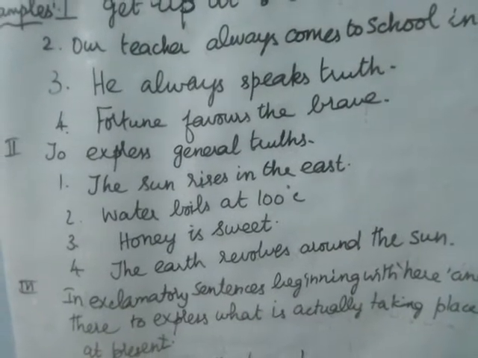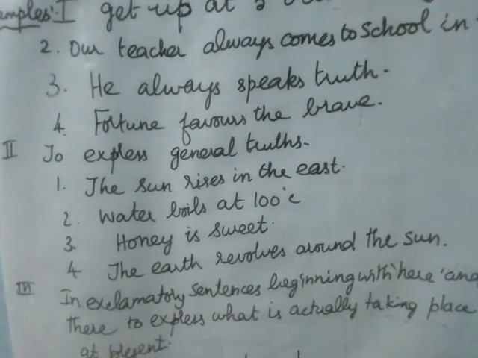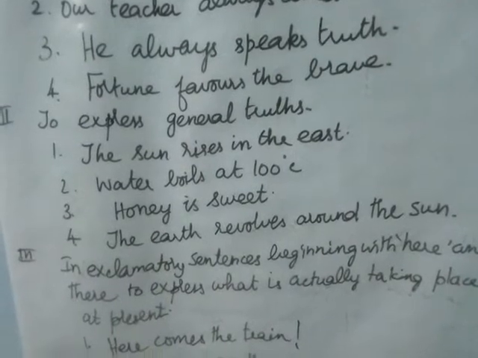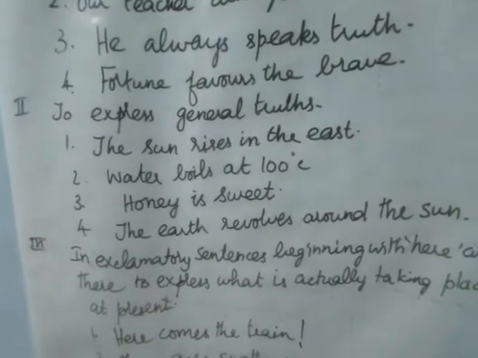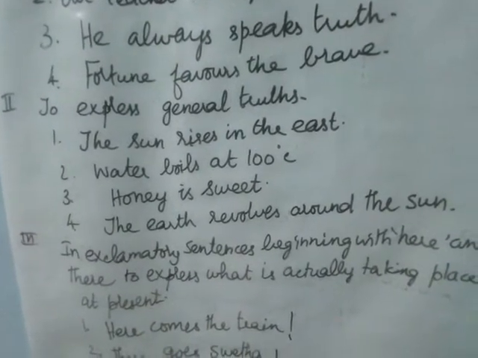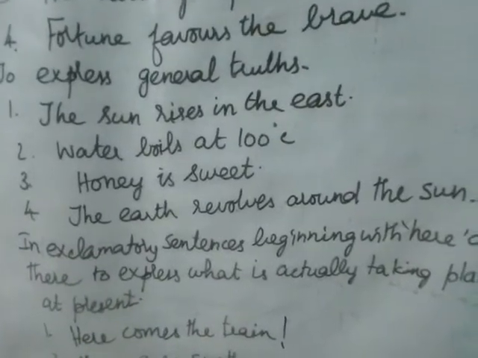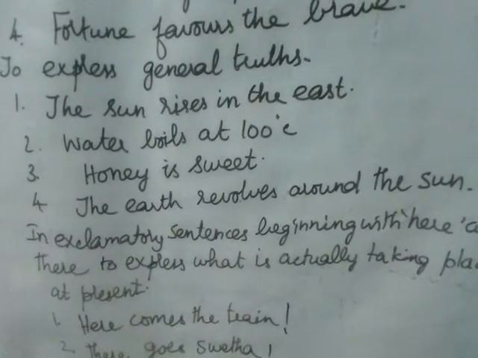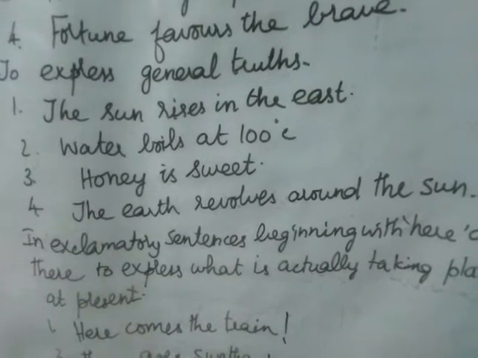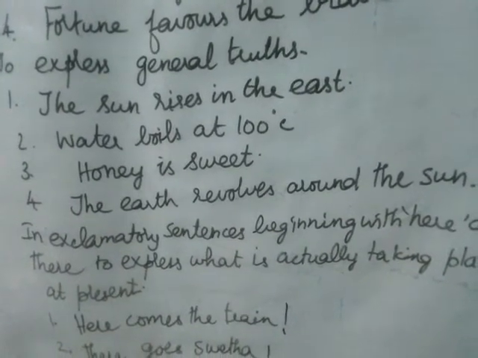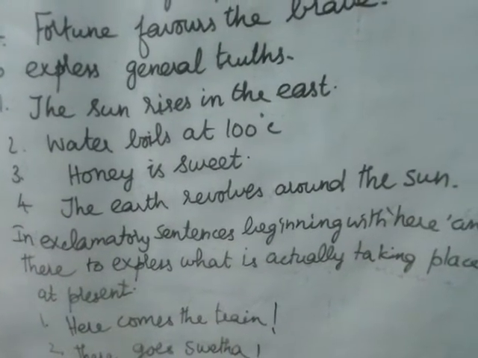Second one, to express general truths. First one, the sun rises in the east. Second one, water boils at 100 degrees Celsius. Third one, honey is sweet. Fourth one, the earth revolves around the sun.